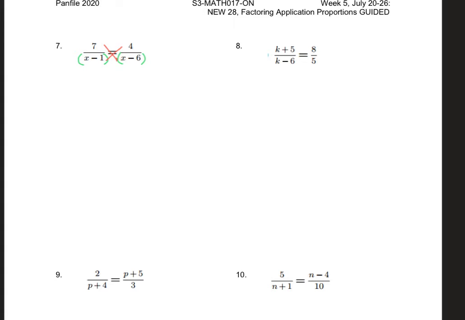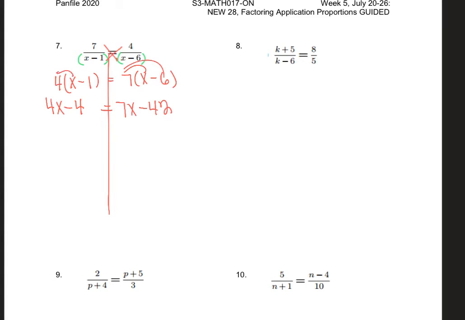When I cross multiply, I get 4x minus 1 equals 7x minus 6. It does not matter which side you put on which. Distribute both. 4x minus 4 equals 7x minus 42. Make sure you distribute to both binomials, to both terms.